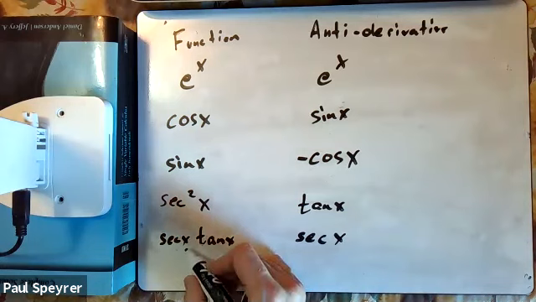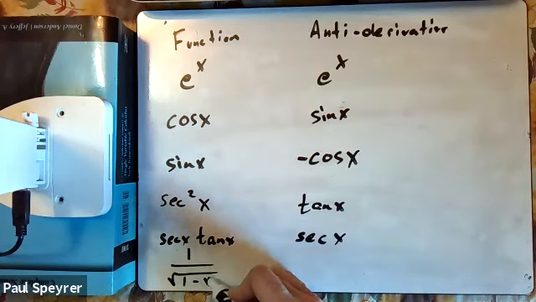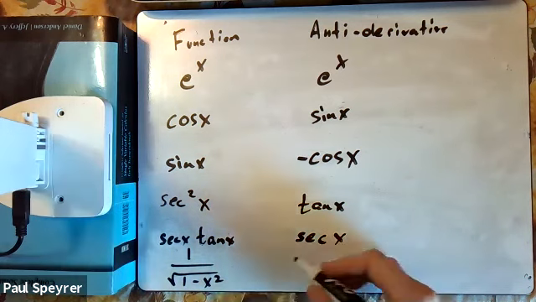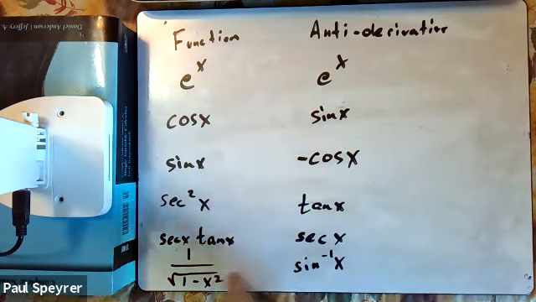Or if I have this right here. Remember, we saw this when we did implicit differentiation a few sections ago. That's just the arc sine of x. That's the antiderivative of that. Remember, if you took the derivative of arc sine of x, you get back to here.